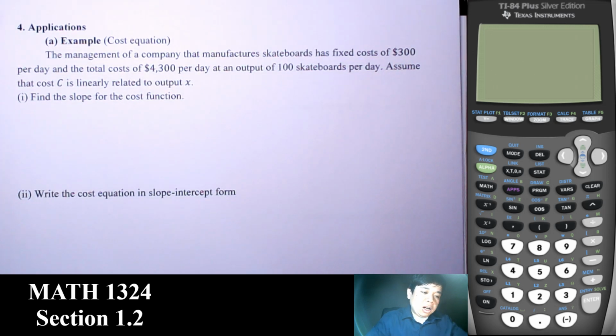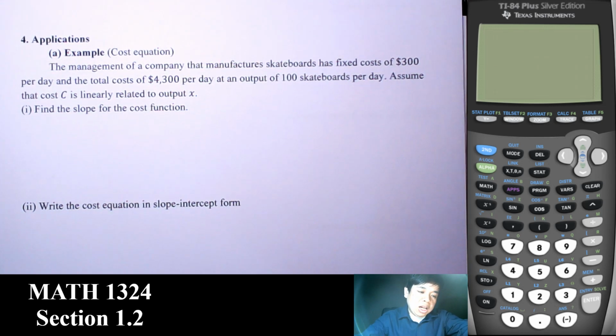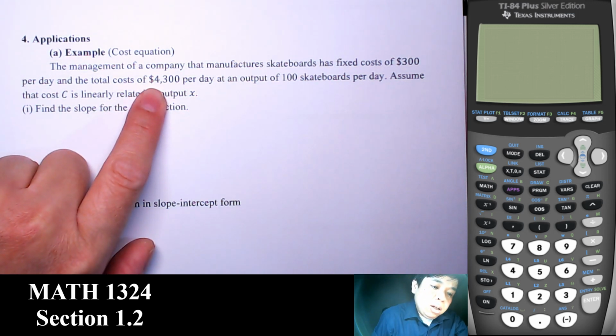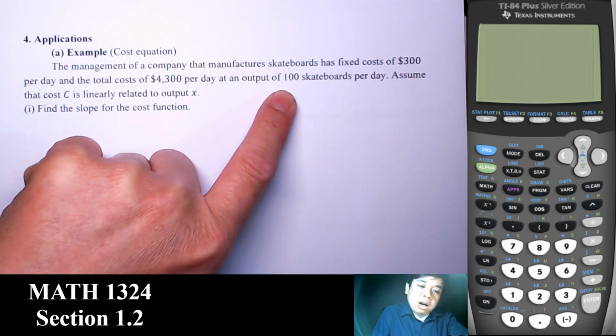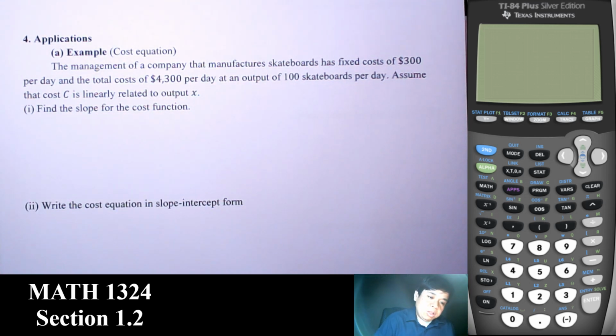Right. Let's look at some applications here. The management of a company that manufactures skateboards has fixed costs of $300 per day, and the total cost of an output of 100 skateboards per day is $4,300. Assume the cost is linearly related. Find the slope, then find the cost equation in slope intercept form, and then find the cost of producing 150 skateboards per day.